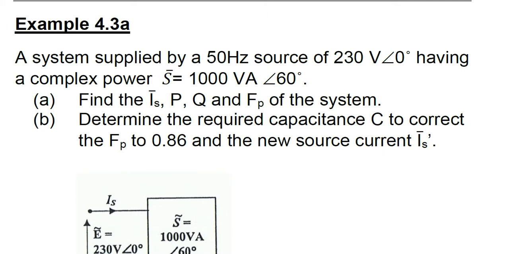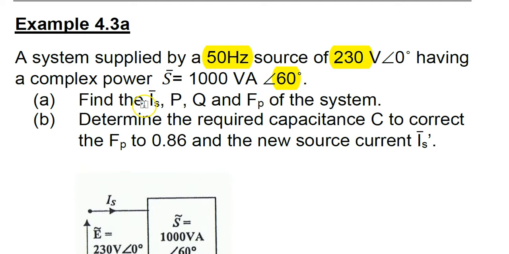In this video we want to look at example 4.3a, which is found in the lecture notes, topic 4, AC power. Now, a system supplied by a 50 Hz source of 230 volts at 0 degrees, having a complex power of 1000 VA at an angle of 60 degrees.